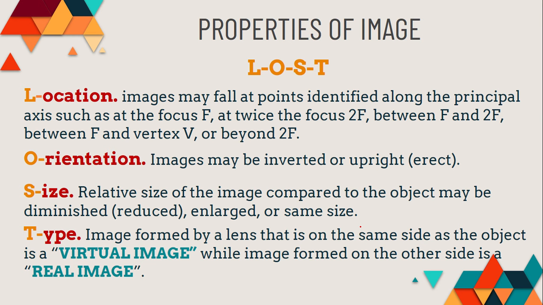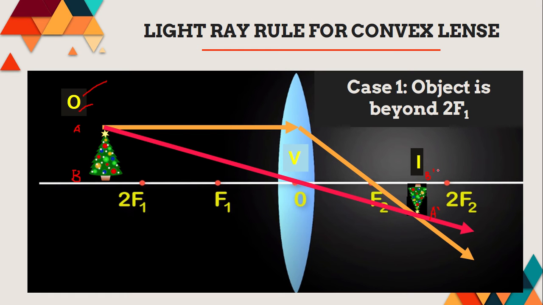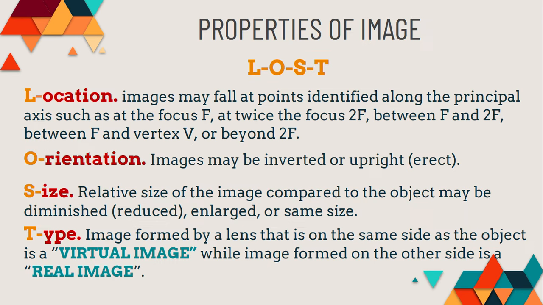Now, what are the properties of the image? We already have an image. How do we know its properties? We have what we call LOST. L for location, O for orientation, S for size, and T for type. L, what is the location? Images may fall at points identified along the principal axis. It can be at the focus, twice the focus, between F and 2F, or between F and the vertex, or beyond 2F.